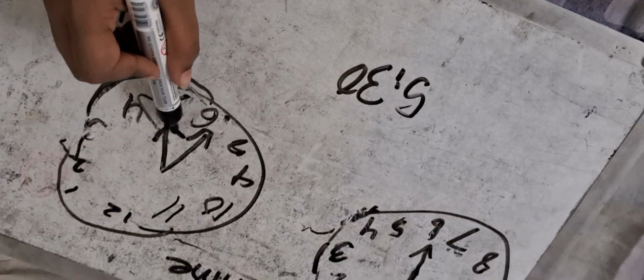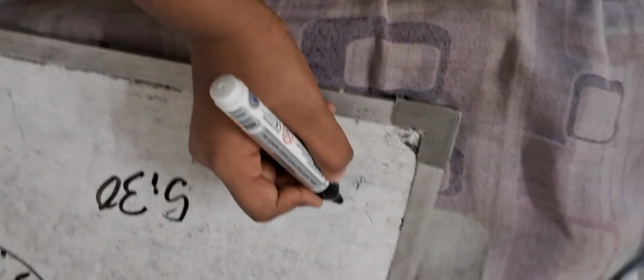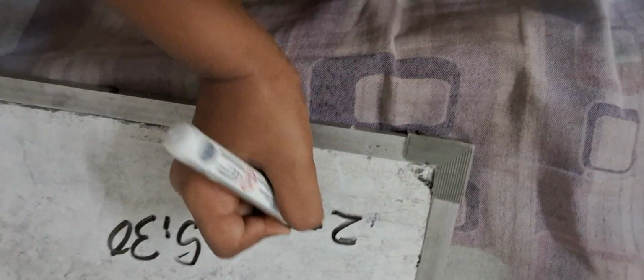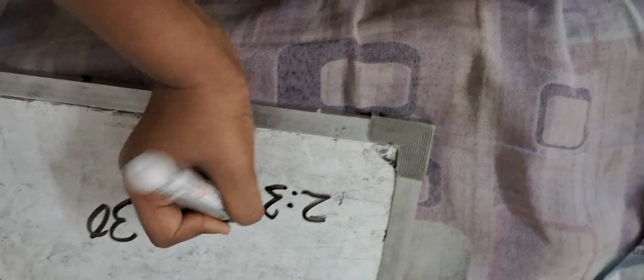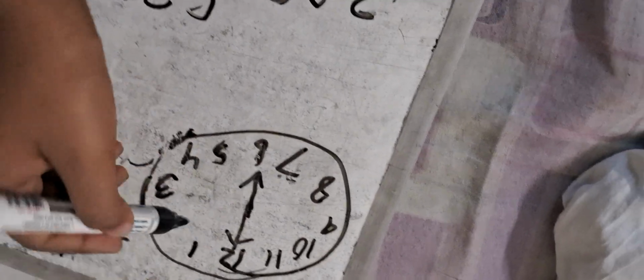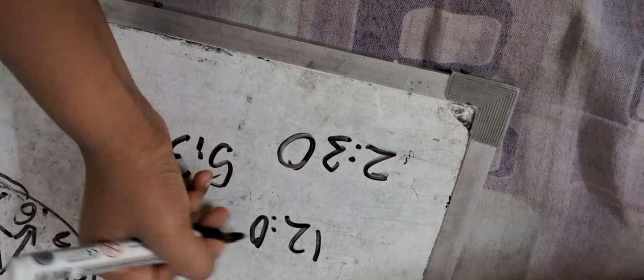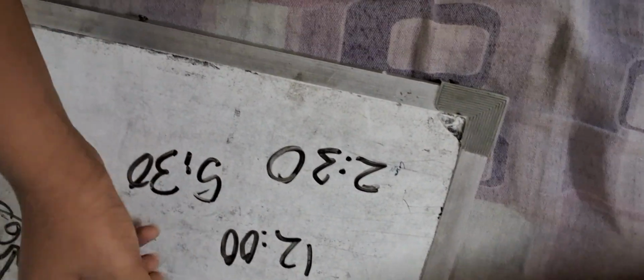Of course, that's how it works. If the small hand goes to any number and the minute hand goes to 6 over here, that means 30 will come. And if the minute hand is on 12, the biggest number, that means it's 12 o'clock or any number you want.